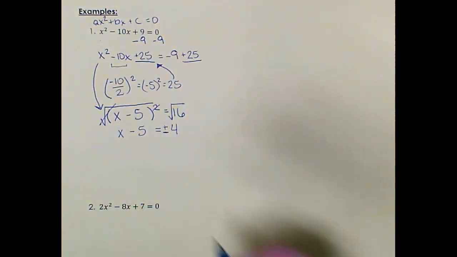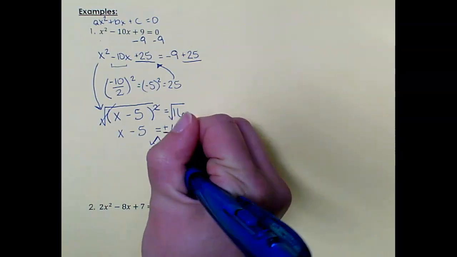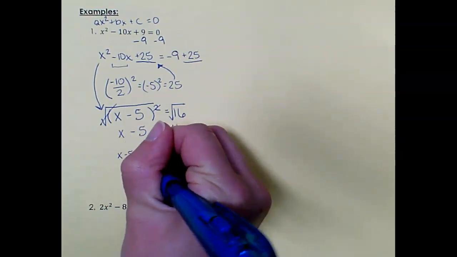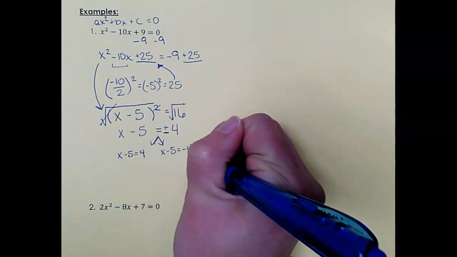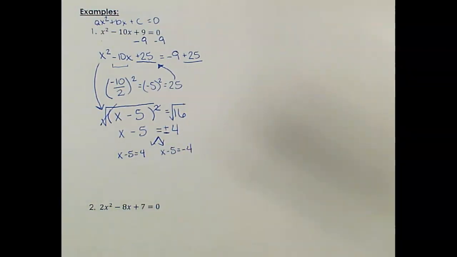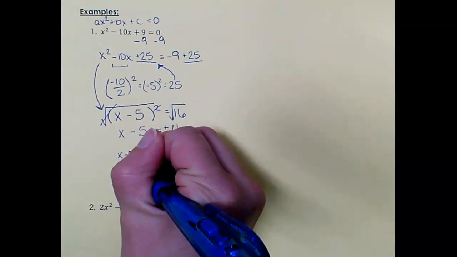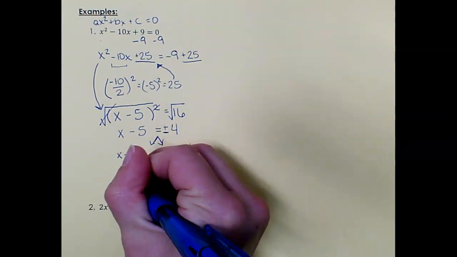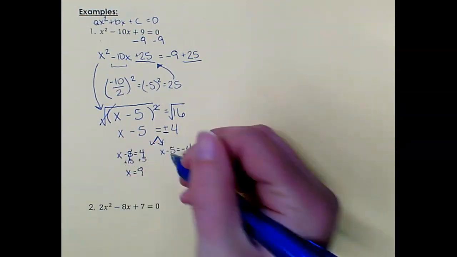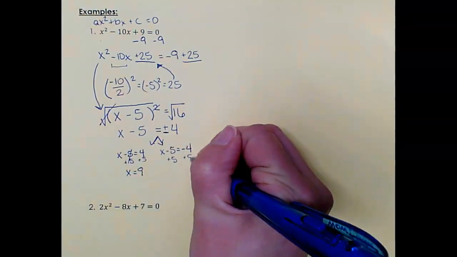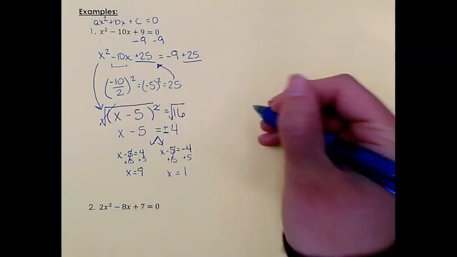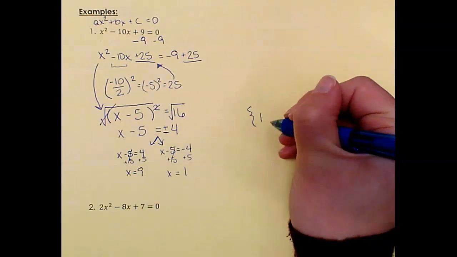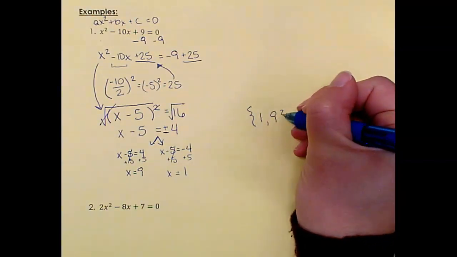So I have two equations here. I have x minus 5 equals 4, and I have x minus 5 equals negative 4. So this is going to give me my two solutions for my quadratic. If I add 5 to both sides, I have x equals 9. And if I add 5 to both sides here, I have x equals 1. So my solution set is 1 and 9.